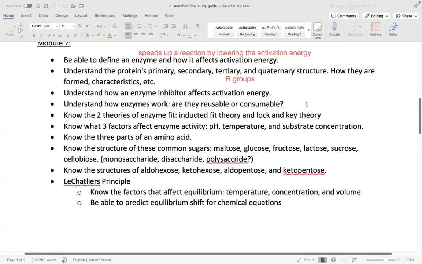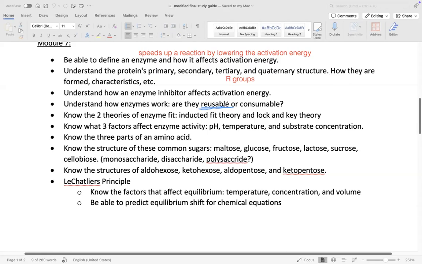Understand how an enzyme inhibitor affects activation energy. So an inhibitor, I don't think I worded that correctly. An inhibitor is going to basically block the substrate from entering the enzyme, and therefore the enzyme can't lower the activation energy. Okay? Understand how enzymes work. They are reusable. That's important. You can use them over and over again. Consumable would be like you use them once.